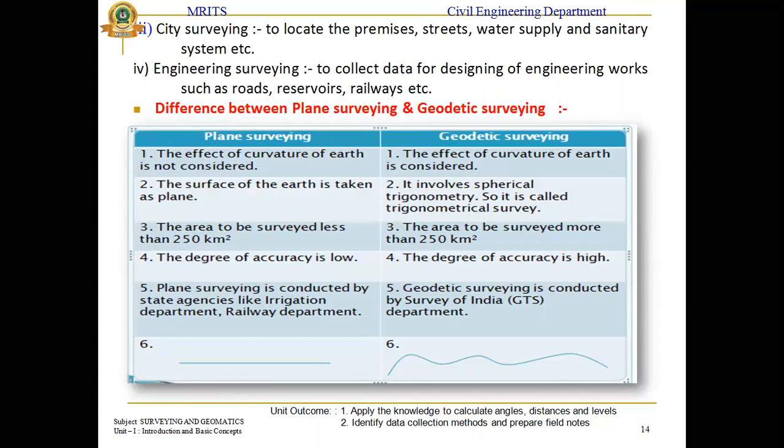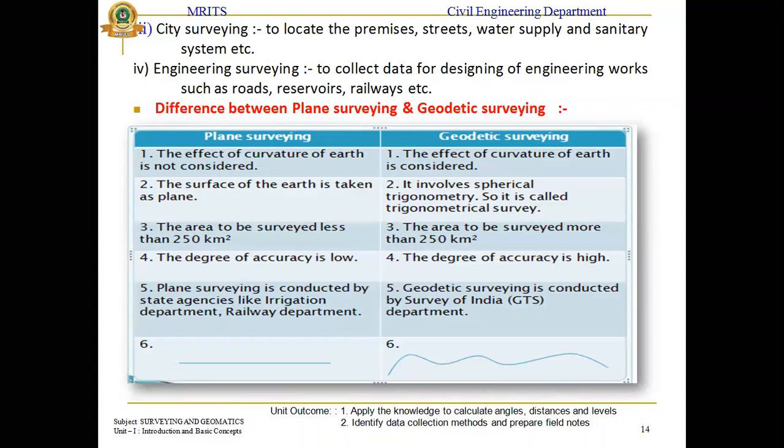Coming to the city survey: the local layout of the streets, water supplies, and sanitary systems. I will discuss the sanitary systems shortly. Coming to the engineering survey: collecting the data for the design of engineering works such as roads, rivers, reservoirs, and railways, etc. Next, this is the process for the whole classification of survey. Next, here are the different areas used for the different city areas.